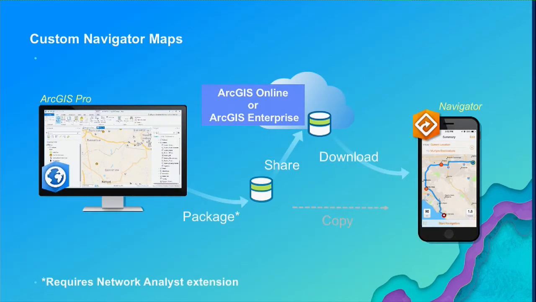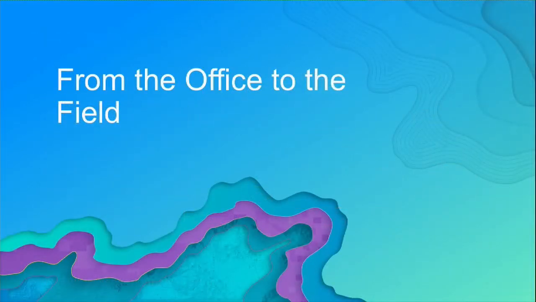In addition to that, we also support the workflow of using your own network, locator, and map data within the ArcGIS Pro application and desktop, being able to repackage that into a mobile map package, and then quickly and easily use that in the Navigator app. And now switching gears, Joel's going to go through the detailed workflow of leveraging the stop lists and how to bring that into Navigator.